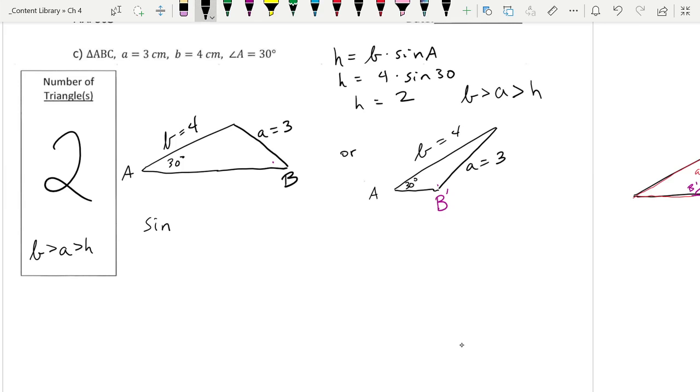Same way we did it in the last example. Sine of B over b equals sine of A over a. Let's plug in the numbers. The sine of B is equal to 4 times the sine of 30 over 3. And okay, let's punch buttons on that.